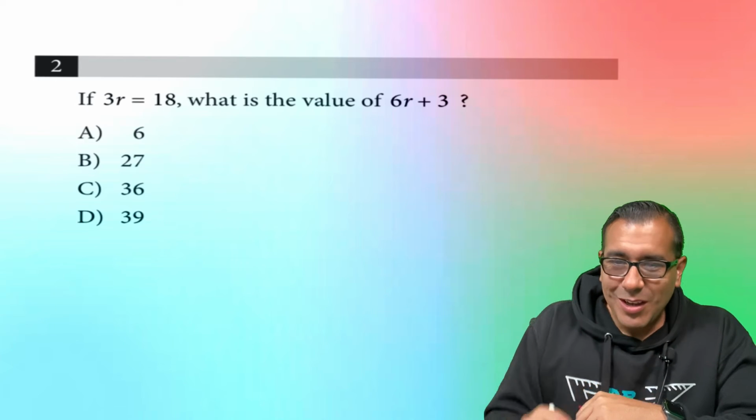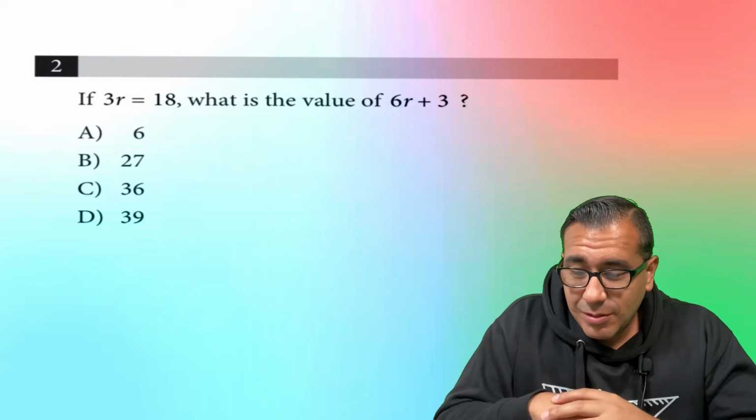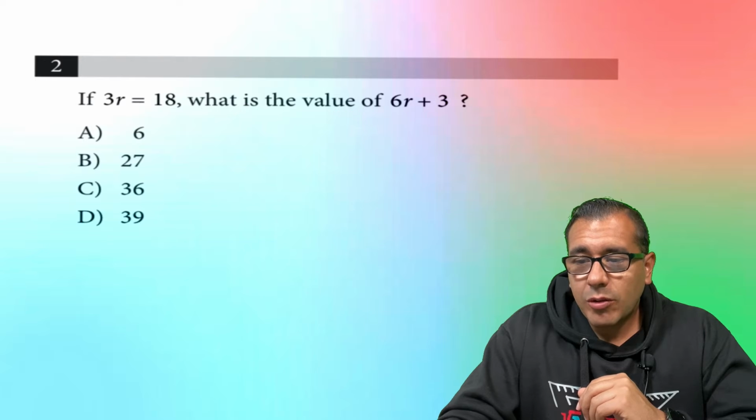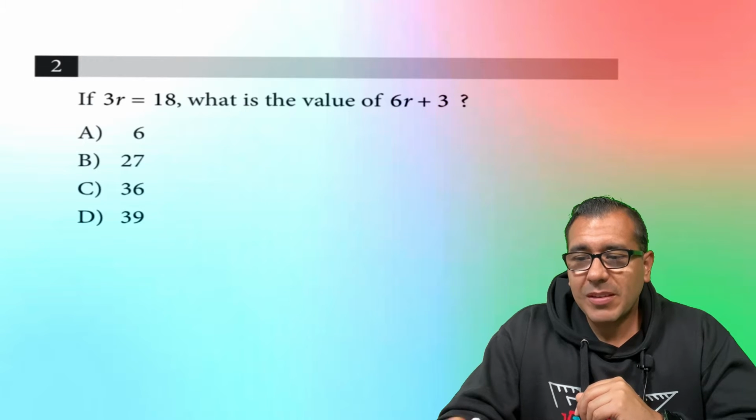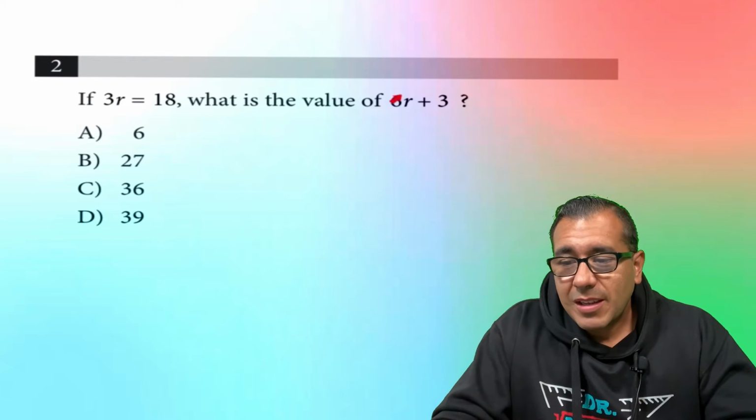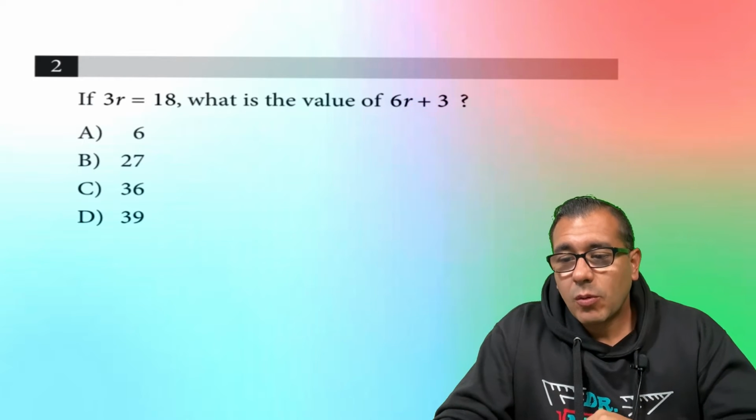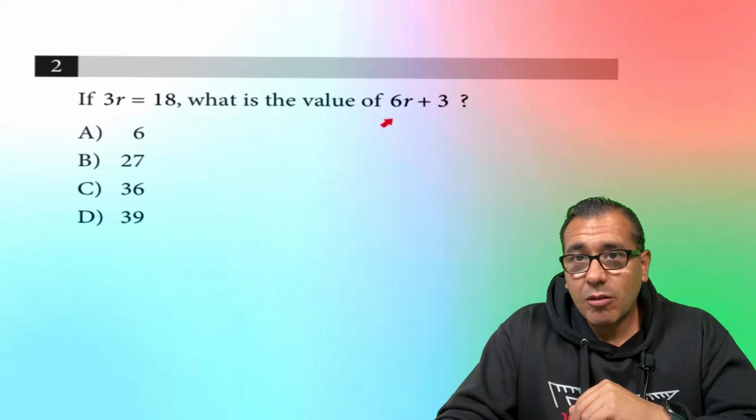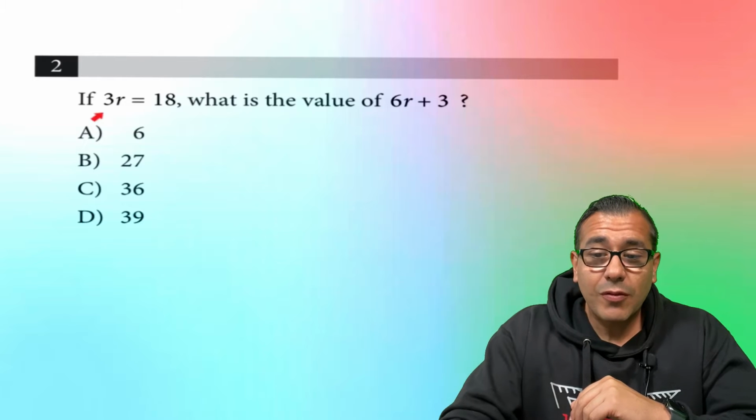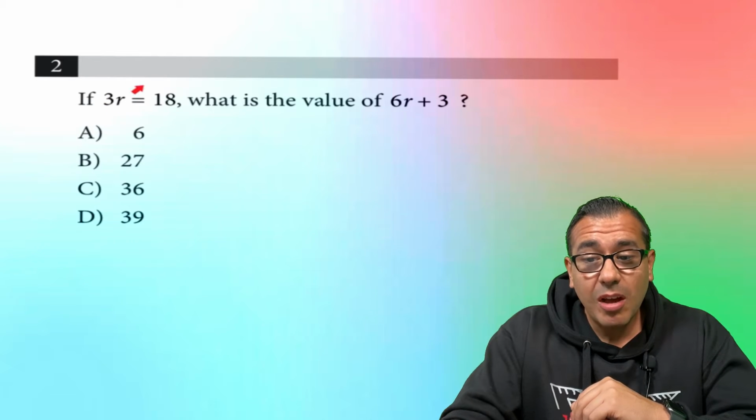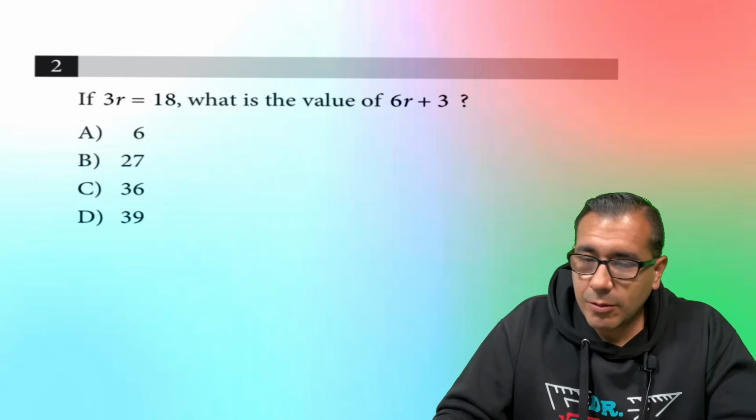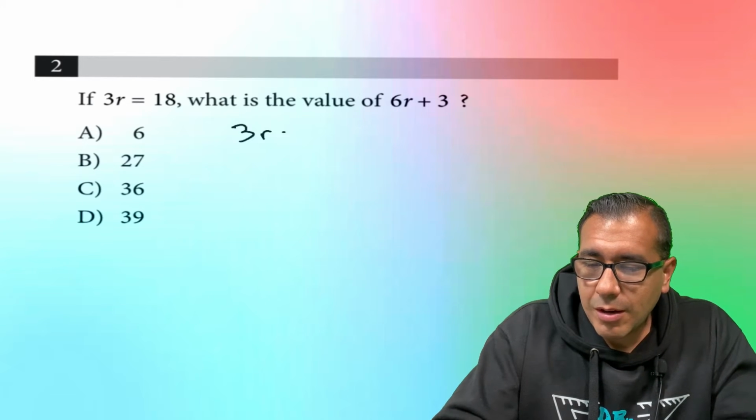All right, question number 2. Let's do this. If 3r equals 18, what is the value of 6r plus 3? And some of you are like, wait, where'd they get 6r plus 3? Don't worry about that. Think about, what does this depend on? Well, this outcome depends on your value of r. So what we're going to need to do, right, is first use this equation, solve for r, whatever we get, then plug it in. All right, so we have 3r equals 18.